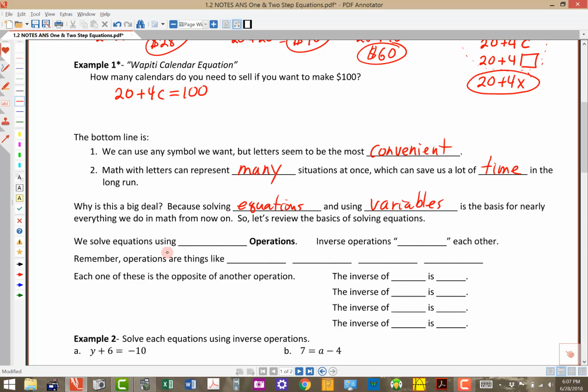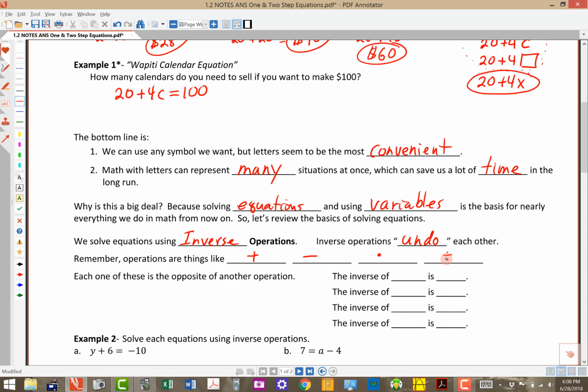So we solve equations using inverse operations. I'm hoping you've heard that word before. Inverse operations undo each other. So whatever math was done, we want to be able to undo that and then solve the equation. Remember, operations are things like these 4 basic operations: add, subtract. I'm going to use the dot for multiply, and I am going to use the bar with the 2 dots for the time being. But again, we'll get away from that. Most of the time, we're just going to use a fraction bar.